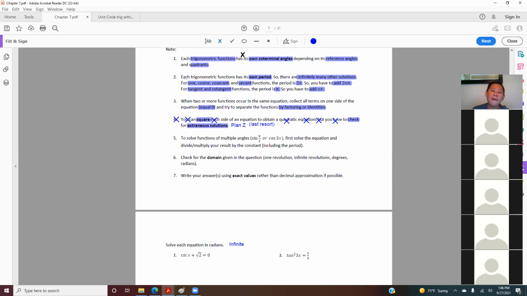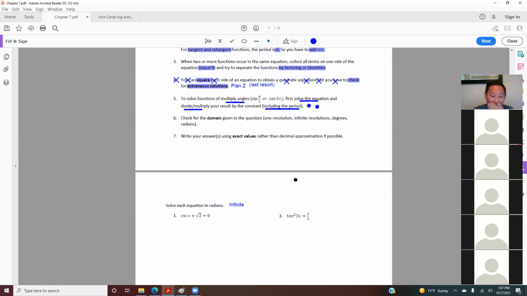5. When you solve for multiple angles, this is very important. So this is for multiple angles like u/2 or 3x. You solve the equations that you have, and then you have to divide or multiply so that you will get x by itself. And when you divide and multiply, you do need to include the period. I'm going to put special 3 dots here, which means this is very important. This only happens when you got multiple angles.